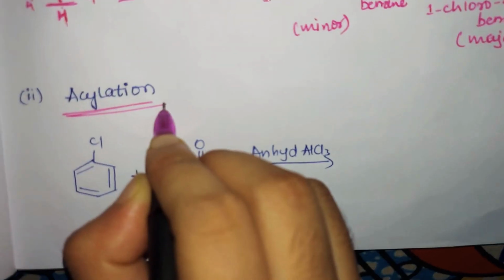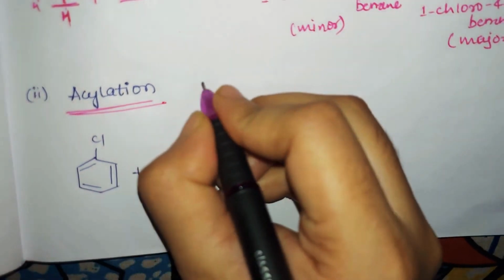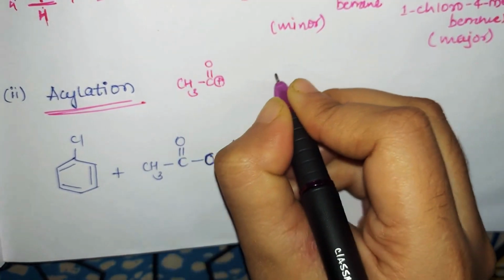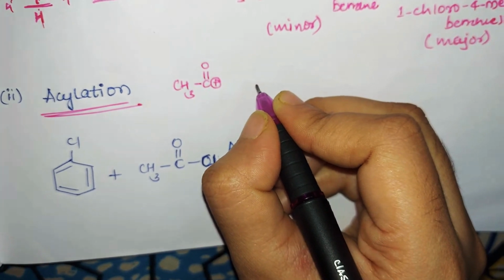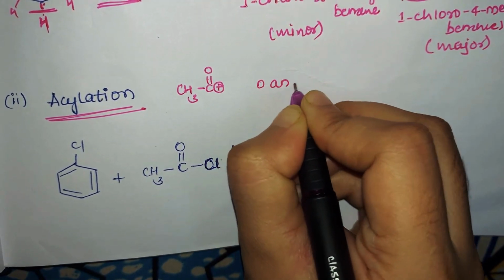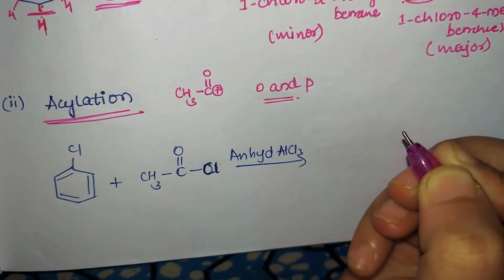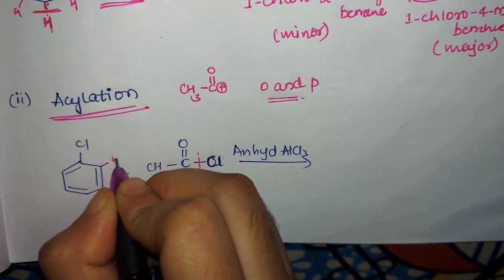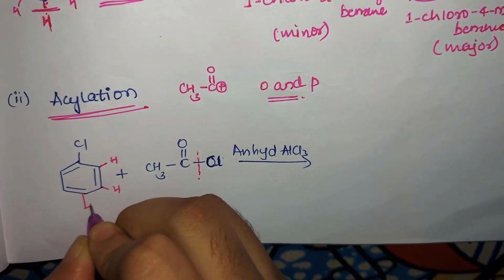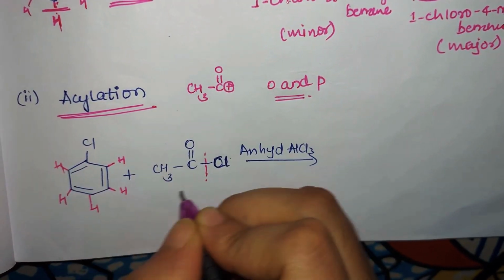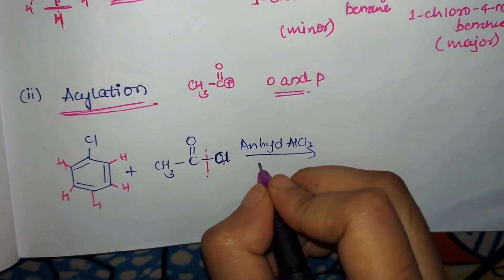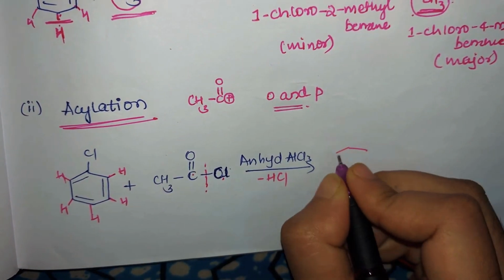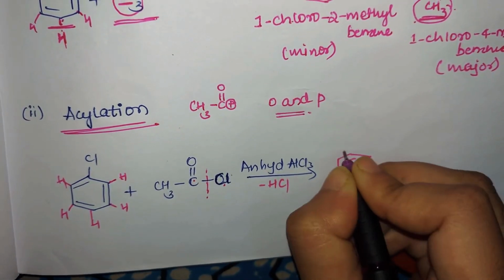So we'll consider the next example now, acylation. In acylation, CH3 C double bond O plus becomes our electrophile. Here you can observe that we have CH3 C double bond O Cl. We have taken acyl halide, and the major products obtained are ortho and para. The bond between C double bond O and Cl will be broken. H of the benzene ring is replaced by the acyl group, and removal of HCl takes place. So what do we observe here? One should be your ortho product and another para.